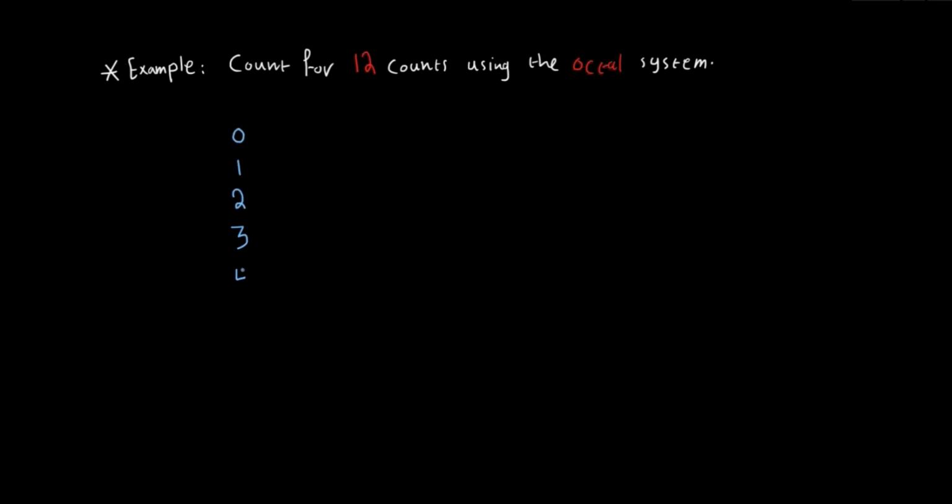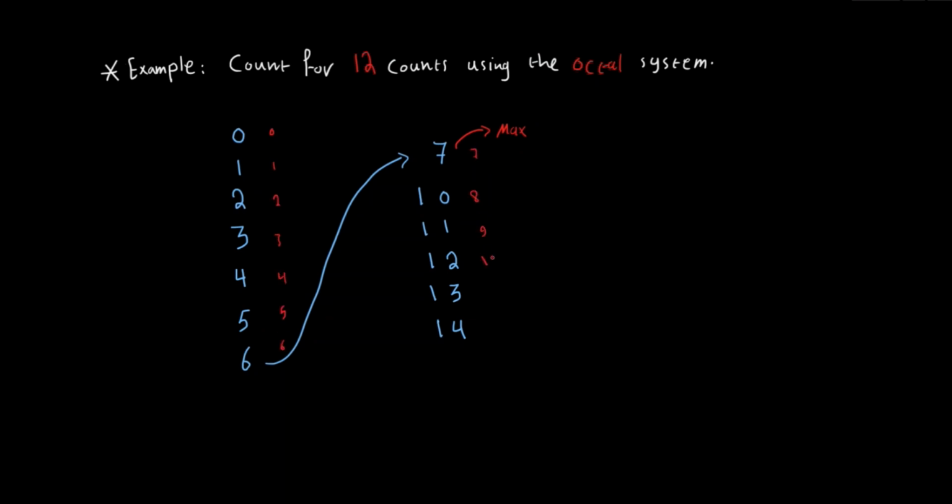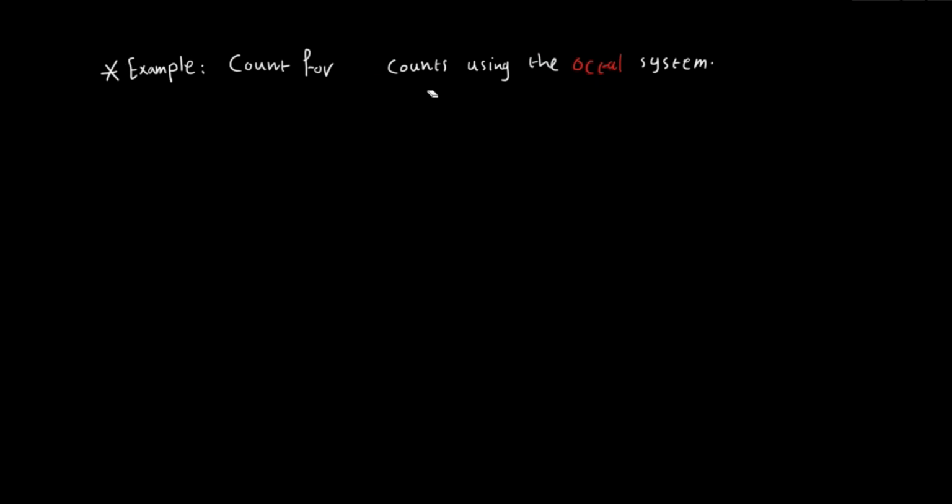Let's see an example. Just like the previous example, count for 12 counts using the octal system. Pause the video and try to count on your own. Alright, let's start. 0, 1, 2, 3, 4, 5, 6, and up here 7, and that's the maximum digit here. So we continue 1, 0, 1, 1, 1, 2, 1, 3, 1, 4. Let's check if we have reached 12. 0, 1, 2, 3, 4, 5, 6, 7, 8, 9, 10, 11, 12. Yes, we have.